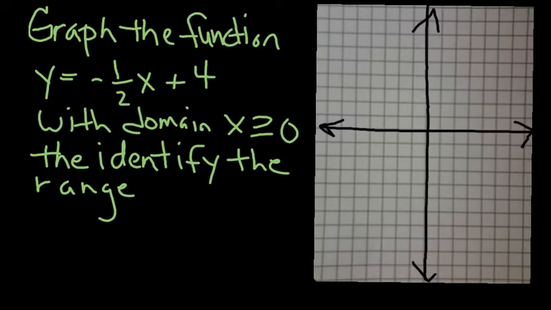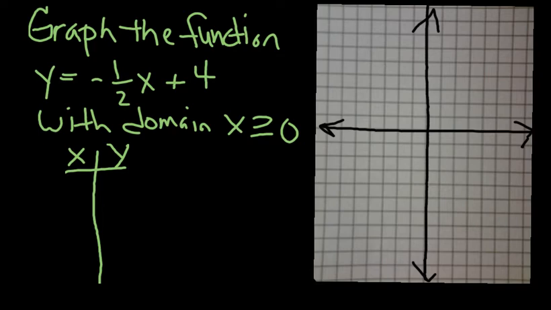Okay, here's our first problem. Graph the function y equals negative 1/2 x plus 4 with domain greater than or equal to 0. So that means our x's can start at 0 and get bigger, but we can't have any negative x's, only positive ones and 0. Then, after we finish, we have to identify the range. So the first thing to do is make an input-output table. Now, I really don't enjoy fractions, so I'm going to try to pick some x's that are greater than 0 that will make the fraction go away.